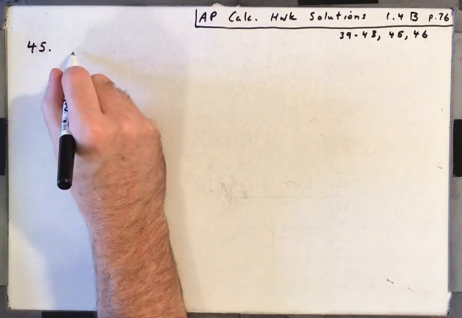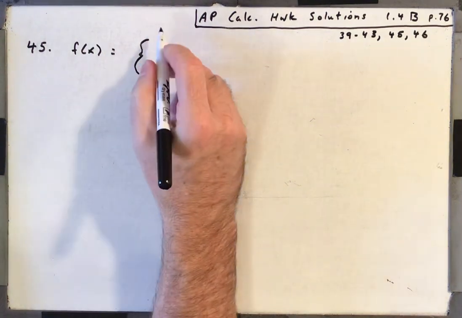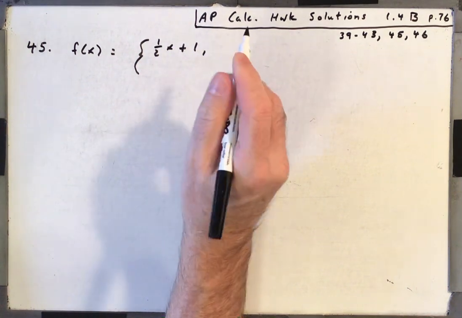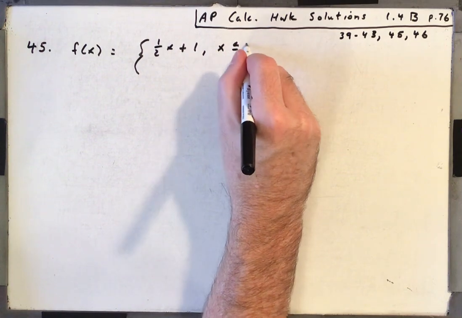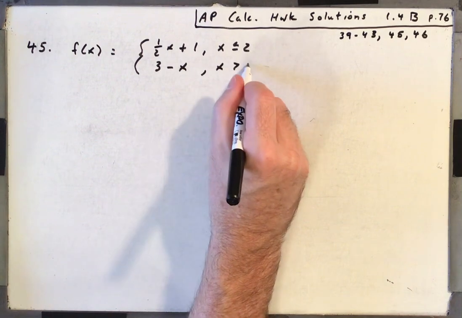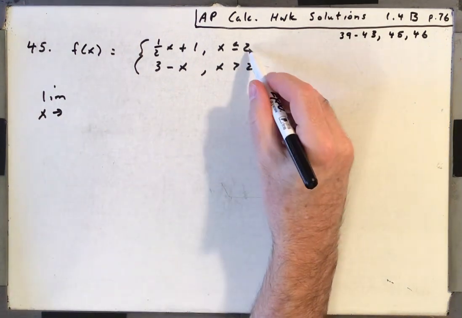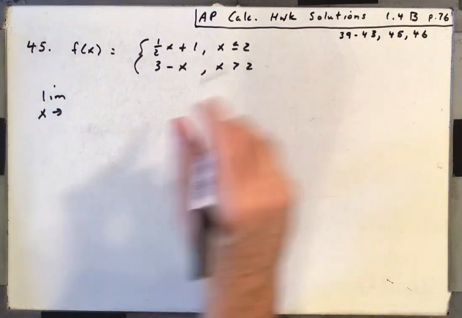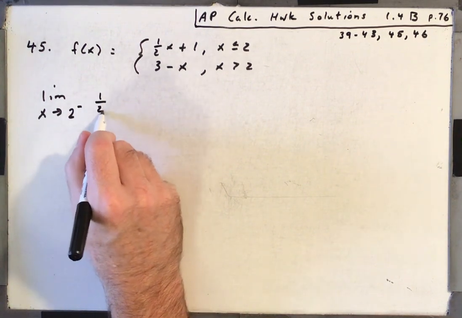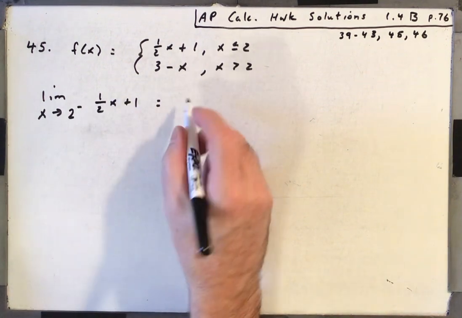All right, 45, f of x. Do a little better here. 1/2 x plus 1 when x is less than or equal to 2, and 3 minus x when x is greater than 2. So we want to take the limit as x approaches, could there be a discontinuity? It is at 2. All right, as x approaches 2 from the left, then we use the equation 1/2 x plus 1. Plug that in, 1/2 times 2, 1 plus 1, 2.